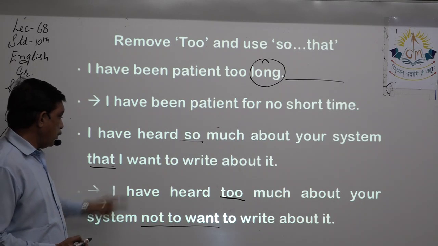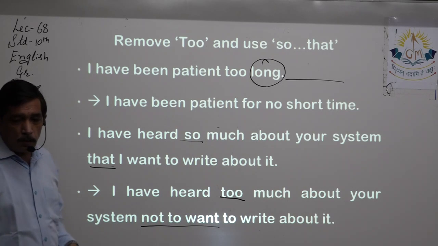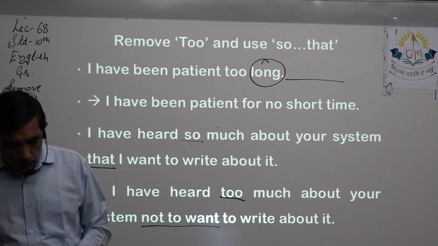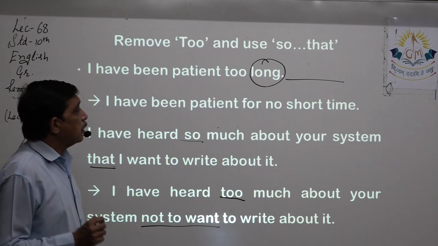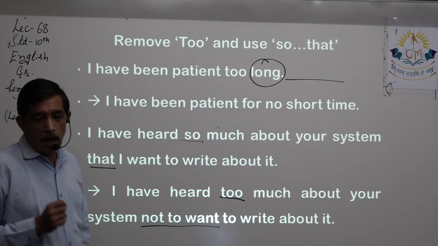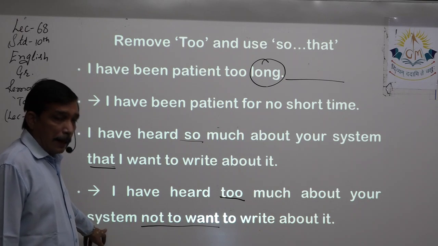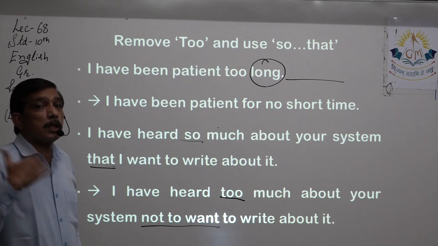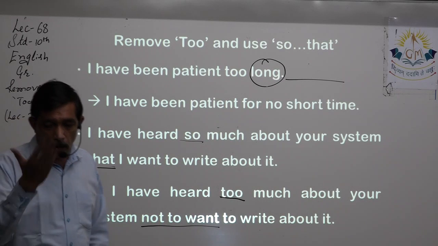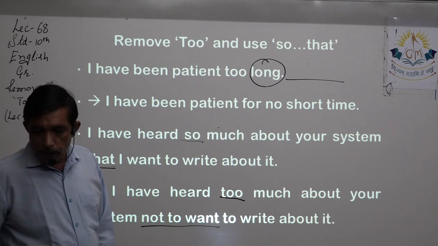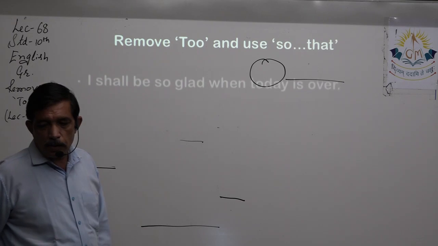Now no need of repeating "I". Yes, over here there is no need. "I not want to write", you cannot say like that. "I have heard so much about your system, I want to write about it." We have to use "to" and negation. I have heard too much about your system not to write about it. That means I write about it. So I hope this question and answer you must have written in your book. Let us come to the next one.